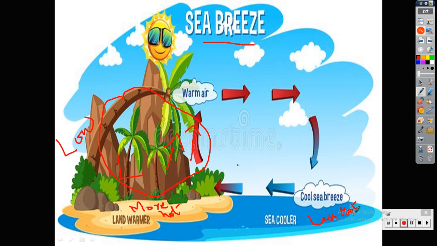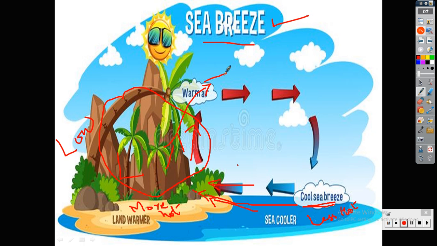So here it is less hot, or we can say it is a little bit cool air. This cool sea air is pushed towards the land. The hot air is moving up and a low pressure area is created. So the high pressure air from the sea coming towards the land, this we call a sea breeze.